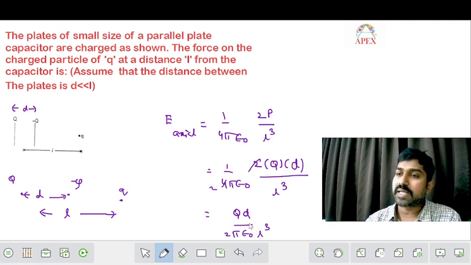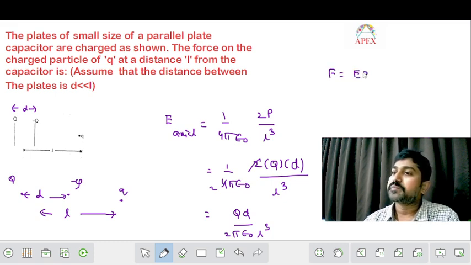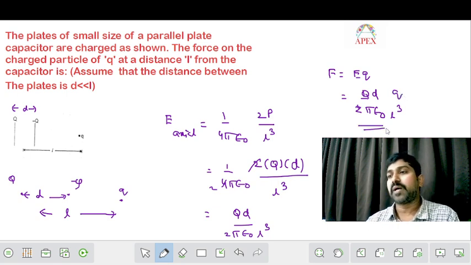Sorry, this is only electric field, but you have to calculate force acting on that. Force is nothing but EQ, and electric field already we got here, that is QD by 2 pi epsilon naught L cube into small q. This is the formula for force acting on a small charge q due to the given configuration here.